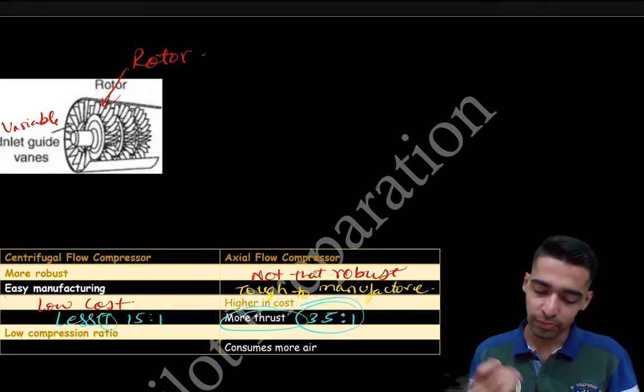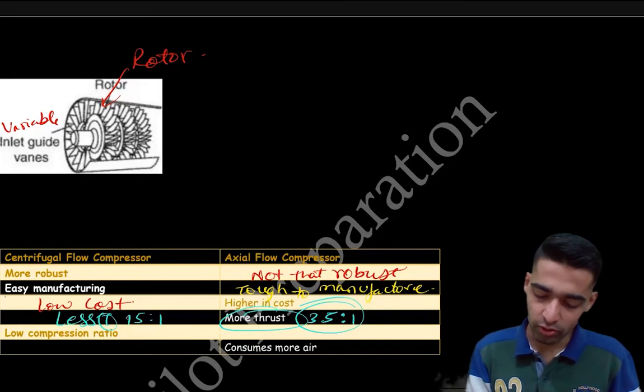Now coming to the next part, that is compression ratio. Low compression ratio for the centrifugal compressor because it is 15 to 1, and high compression ratio for the axial flow compressor because it is 35 to 1.